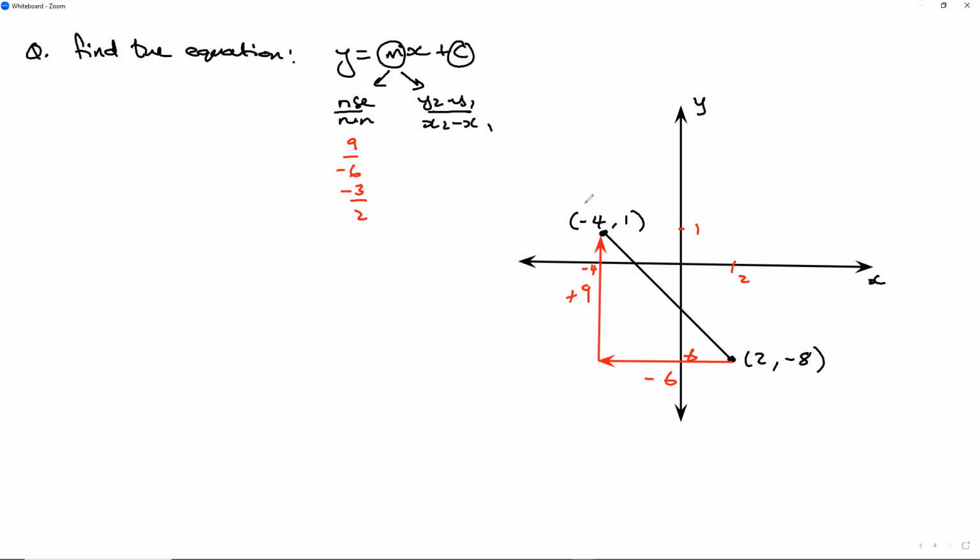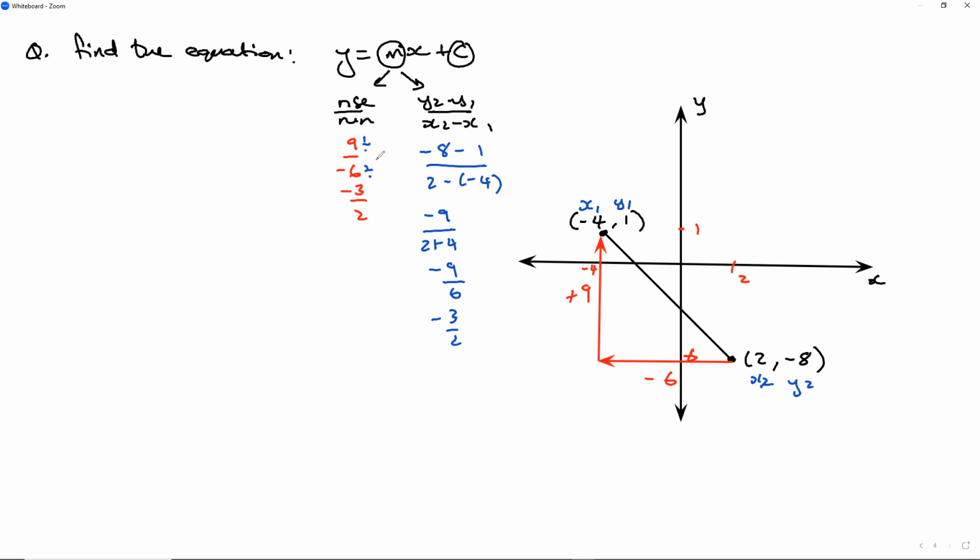If I choose another method, the y2 minus y1 over x2 minus x1 method, then I have the following. So this is going to be x1, y1, and I have x2, y2. So if I go y2 minus y1, it will be -8 minus 1 over x2 minus x1, it's 2 minus -4. And -8 minus 1 is -9. 2 minus -4 is 2 plus 4, which is 6, which is -9 over 6. We're back there again, which is -3 over 2.